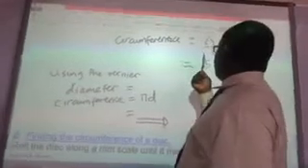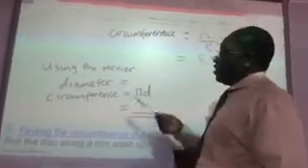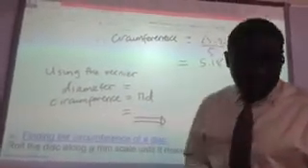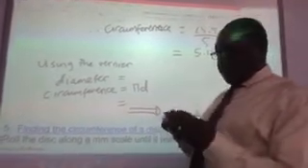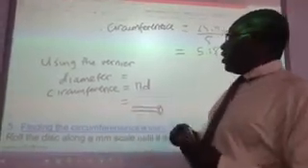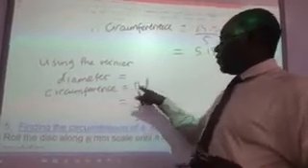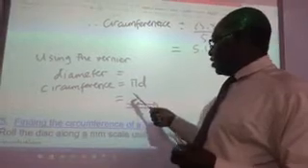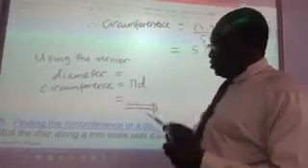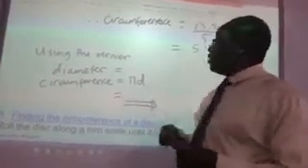Right, so I'm going to verify the answer that I found here by using the vernier. With the vernier, I'm going to measure the external diameter of the test tube, and then I'll use the formula circumference is equal to pi d, and then compare the two values of the circumference.